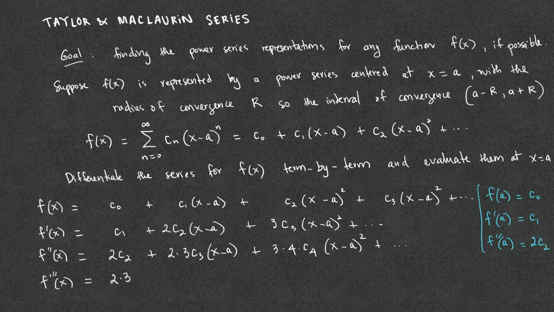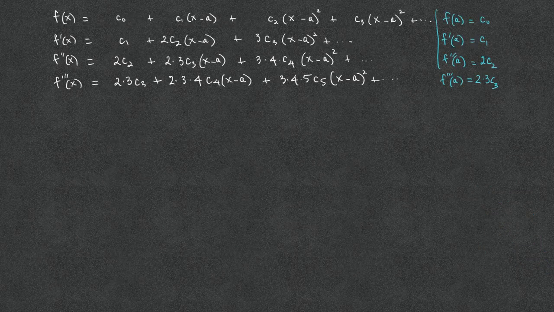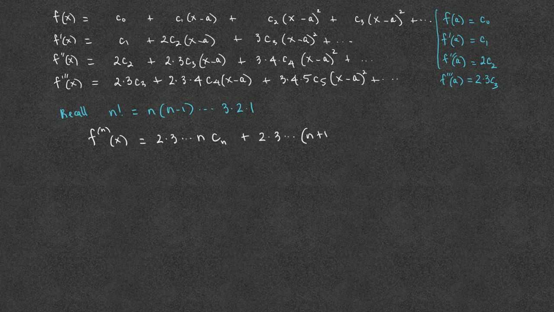f triple prime of x is 2 times 3 c sub 3 plus 3 times 4 times 2 times c sub 4 (x minus a), plus so on. f triple prime of a is therefore 2 times 3 c sub 3. Recall that n factorial is the product of all integers from n down to 1. Therefore, the nth derivative of f is 2 times 3 times dot dot dot times n c sub n, plus 2 times 3 times dot dot dot all the way to n plus 1 c sub n plus 1 times (x minus a), plus dot dot dot.